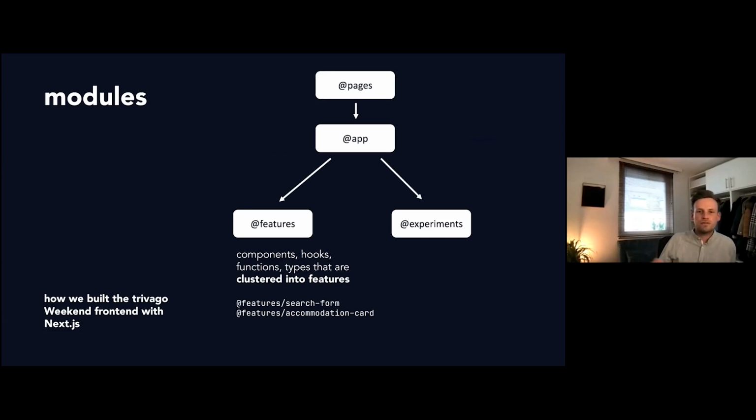As an example, such a feature is the search form. All components, hooks, functions, types that are somehow related to the search form are clustered into this particular module. So every app that needs a search form can just import it from this module and use it. In this way, it's quite easy to find a specific component or hook if you know it somehow has to deal with the search form. And on the other hand, if you create a new component or file, logic, whatever, it's easy to find a place where to put it.